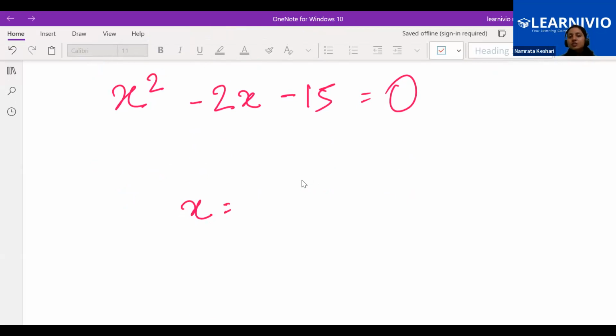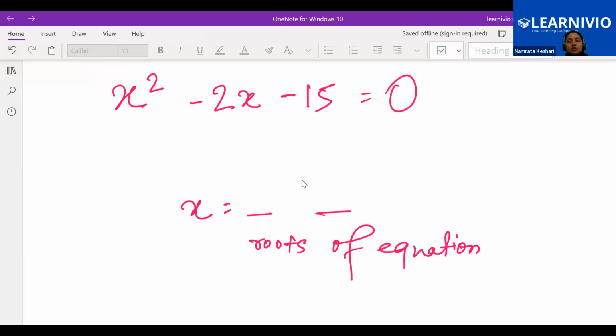How to split the middle term? Abdul, Aisha, Noah, do you know how to split the middle term? Yes, ma'am, we were discussing it in our polynomial chapter. Okay, so like that only you have to split the middle term and take out the value of x. That will be the solution. That will be the roots of the given equation. So whatever x value you get from here, that will be the roots of the quadratic equation. This type of question will also be there in our quadratic equation chapter.